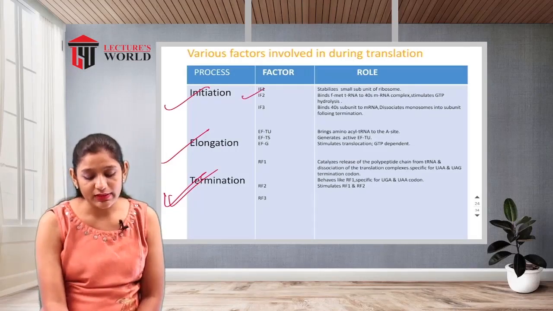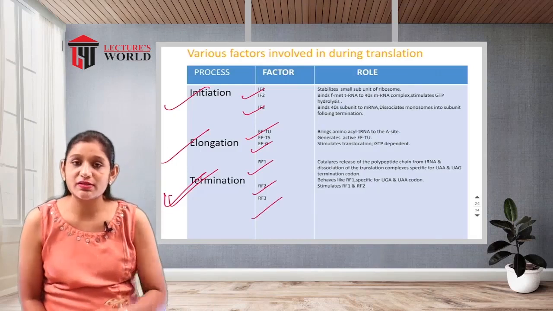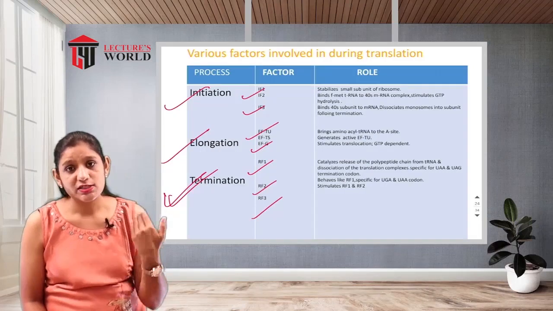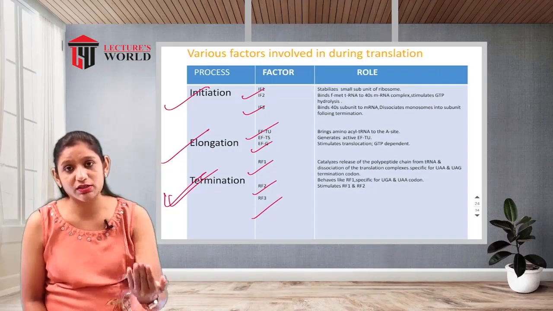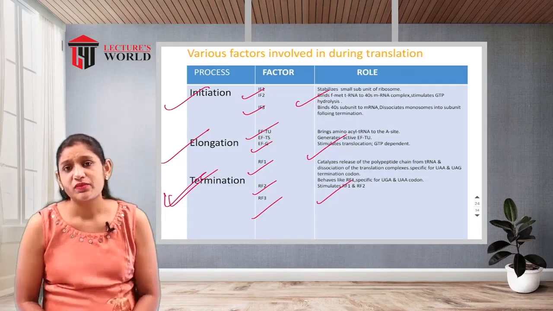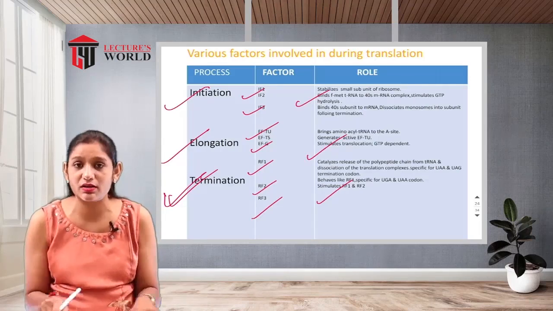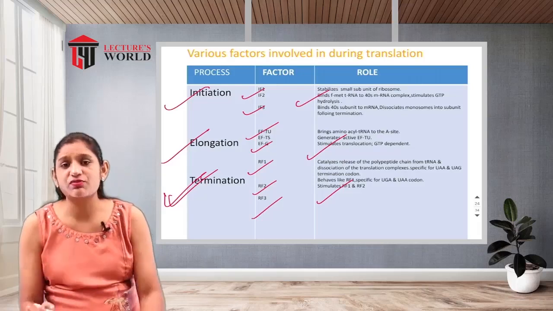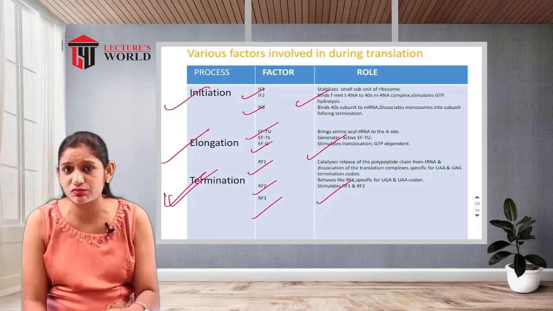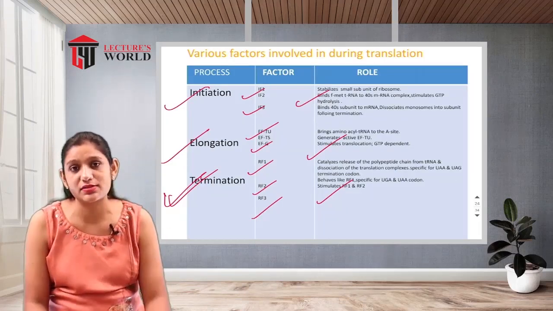Here are some capitalized words. These are the names of the factors specifically responsible for the eukaryotic cell, and here is their role, observe here. I am just taking this classification from this class for your information. This is not asked in your examination. I am giving some extra knowledge about it. This is the factor name, this is the role name, and this is the process name.